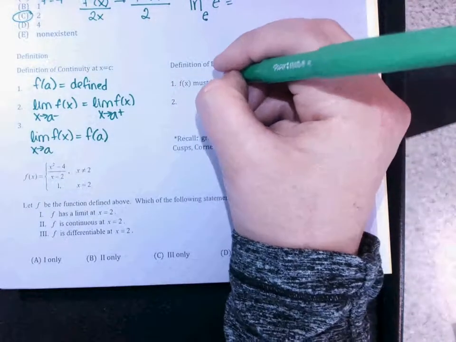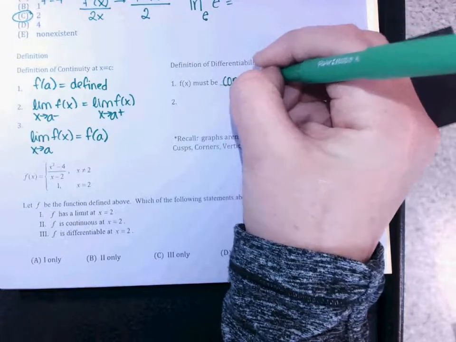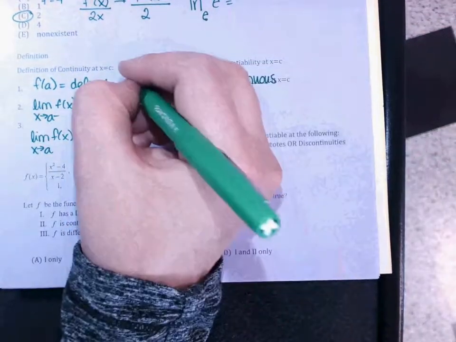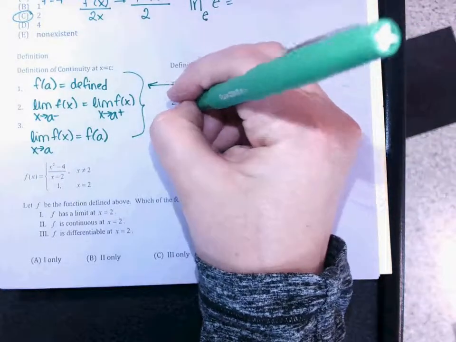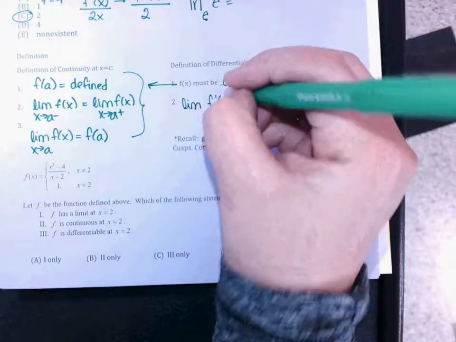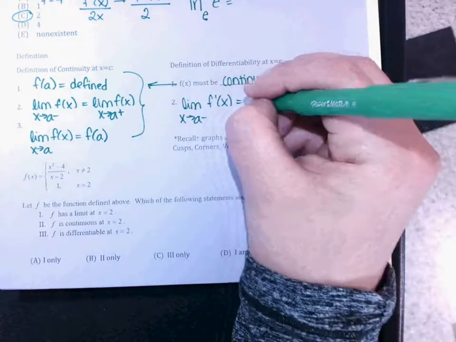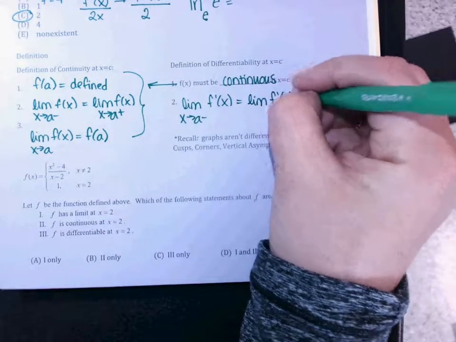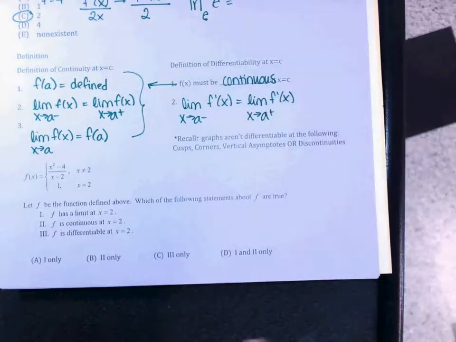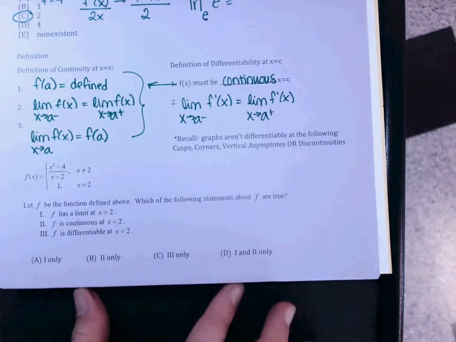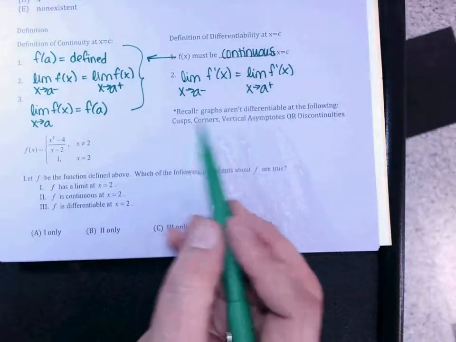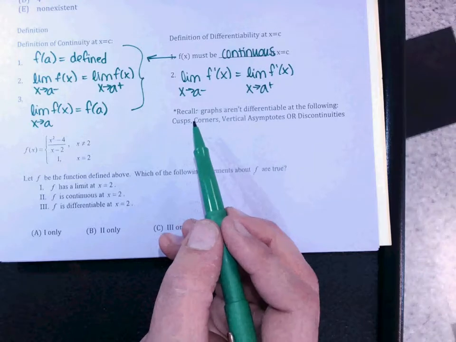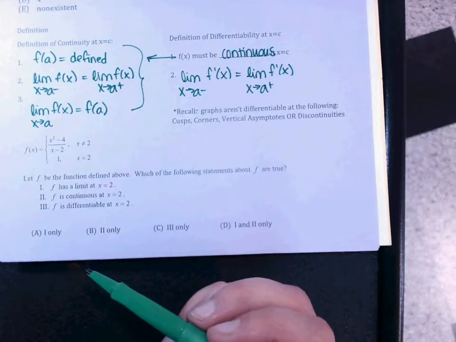Differentiability: f has to be continuous, which we're just going to arrow back to all of this stuff. You would make sure that you have a y value, a limit, and that they're the same. And then you would want to make sure that the limits of f prime are equal on either side. So your limit of f prime from the right has to equal your limit of f prime from the left. And then you have a little blurb here. Remember, if it's a graph, cusps, corners, and asymptotes are all not differentiable.